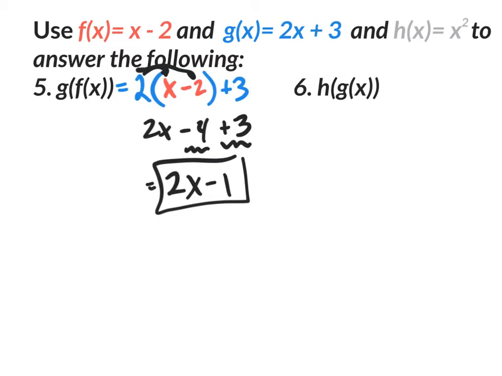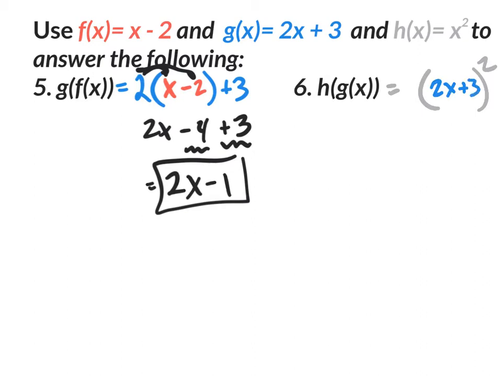Okay, so again, you just said we're plugging in the g into the h. So we're going to plug that blue 2x plus 3 into the gray h, which is x squared. So let's start by rewriting the h function, which is really x squared. That's the h function, it's just parentheses squared. Now, what goes inside of the parentheses? We're plugging in the blue g of x function, which is 2x plus 3.